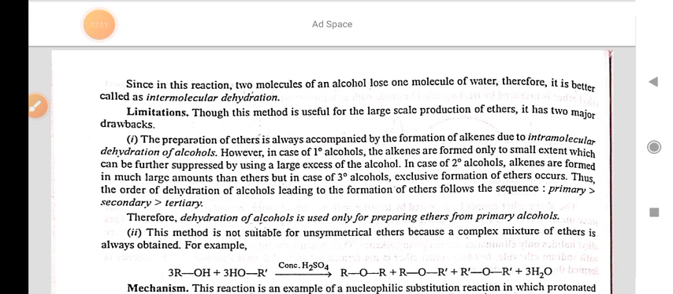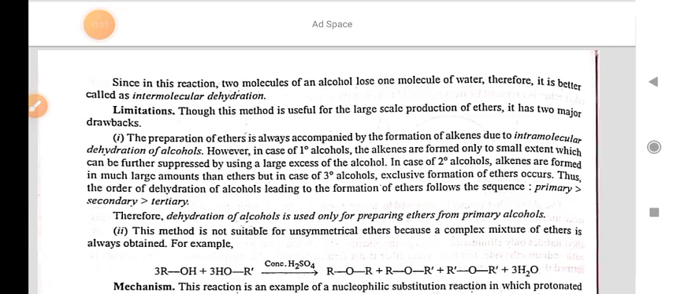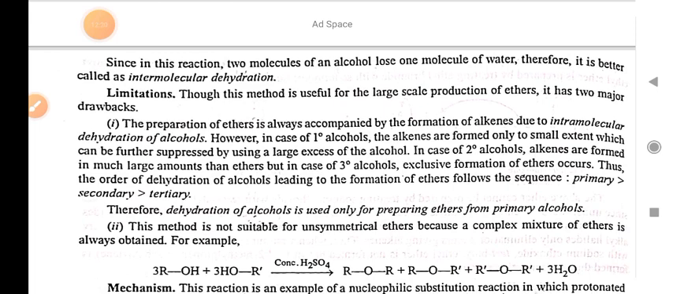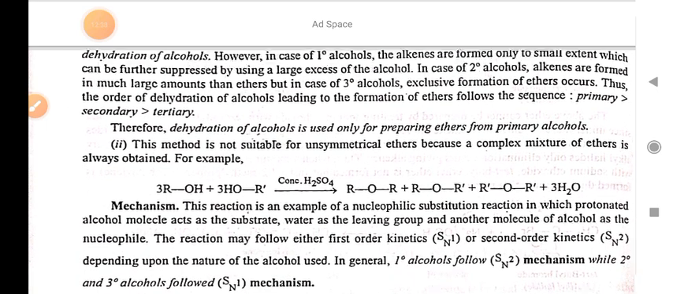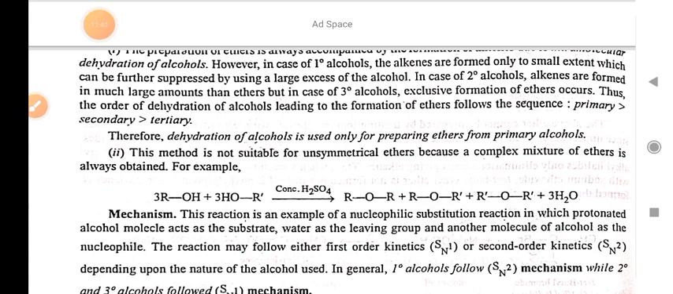The preparation of ethers is always accompanied by the formation of alkene due to intramolecular dehydration of alcohol. However, in case of primary alcohols, the alkenes are formed only to a small extent, which can be further suppressed by using a large excess of the alcohol. In case of secondary alcohol, alkenes are formed in much larger amounts than ether, but in case of tertiary alcohol, exclusive formation of ethers occurs.